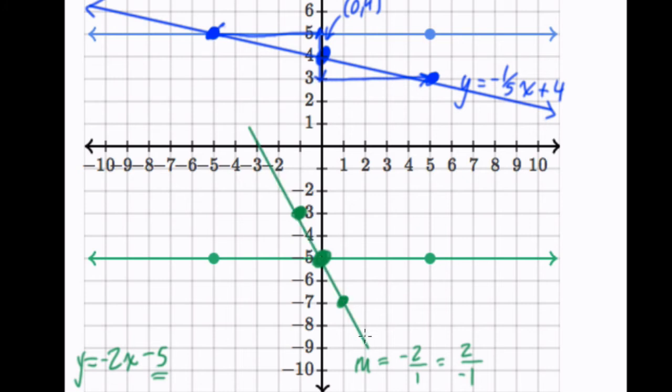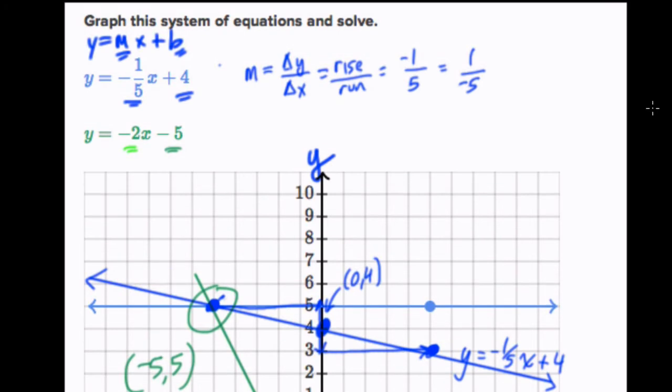Now if you extend this, you see that it's going to be crossing our other line at a point. And I think my graph's a little bit off here, but let me fix it. Sorry about that. They're going to cross at this common point, and that point would be your answer. So here the answer is negative 5, 5. That's the point where both lines cross each other, the green and blue. So if we go back up, what does that mean? That means that negative 5, 5, that's our point, right?